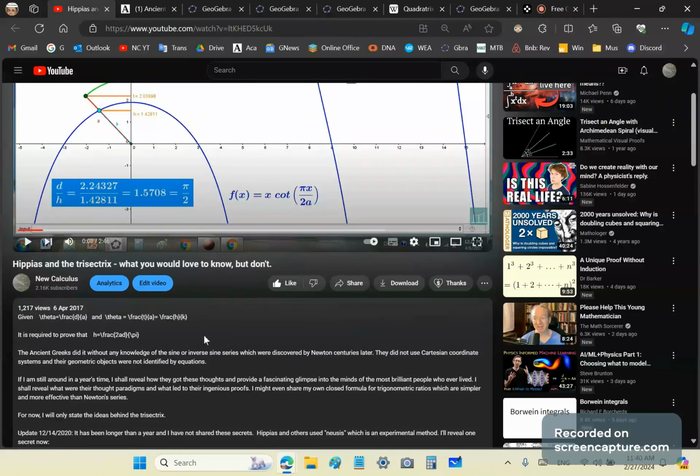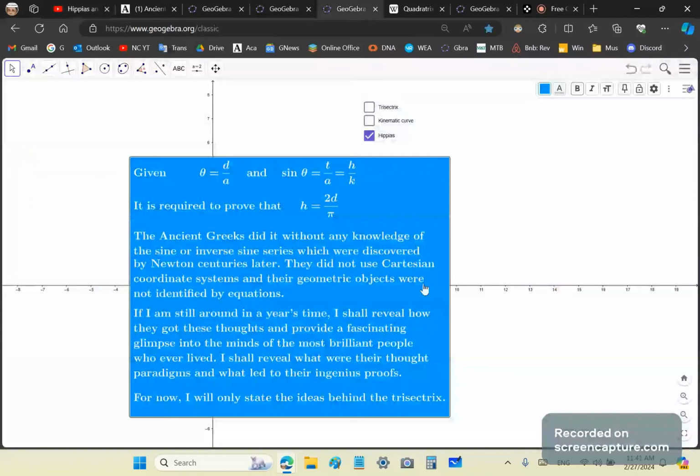But I did say when I developed that the ancient Greeks proved all these things without any knowledge of the sine or inverse sine series, which were discovered by Newton centuries later. They did not use Cartesian coordinate systems, and the geometric objects were not identified by equations. So I said, if I'm still around in a year's time, because I wasn't planning to be around, I shall reveal how they got these sorts and provide a fascinating glimpse into the minds of the most brilliant people who ever lived. I shall reveal what were their thought paradigms and what led to their ingenious proofs. But for now, I will state the ideas behind the trisectrics.